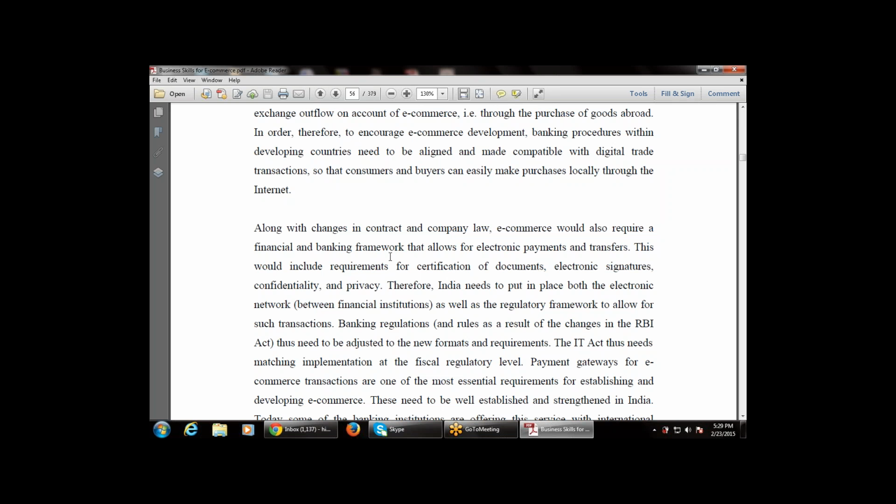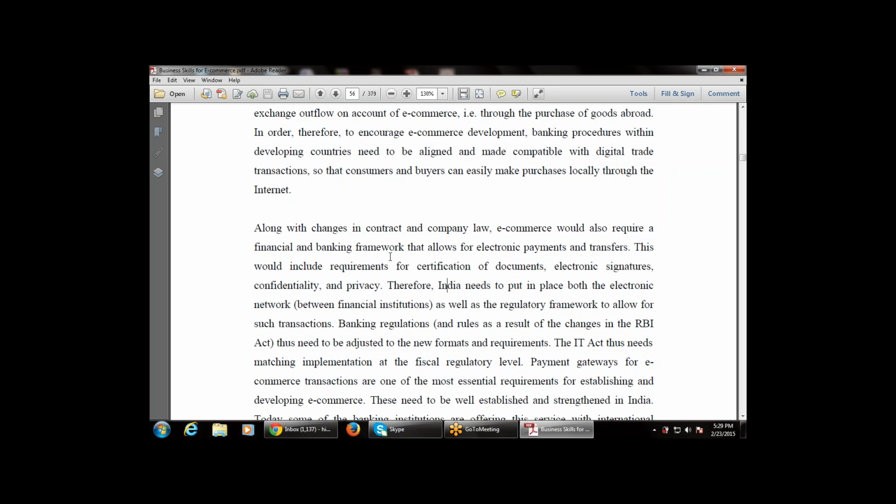Therefore, India needs to put in place both the electronic network as well as a regulatory framework to allow for such transactions. That is, both the electronic network, the financial institutions, and the regulatory framework are needed to allow for such transactions.